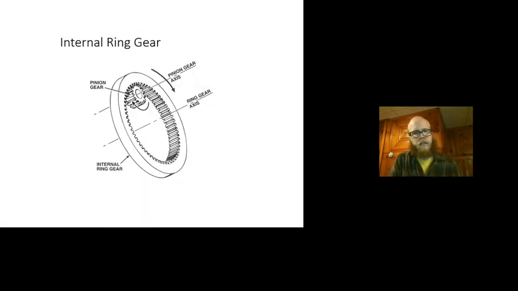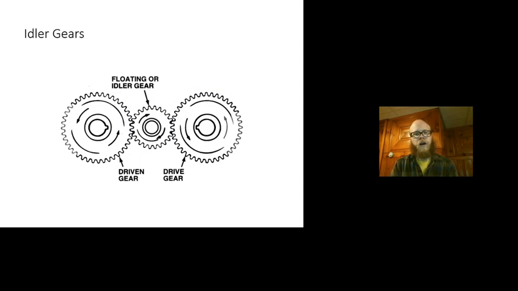Internal gears are going to travel in the same direction. So you see my little tiny pinion gear is spinning clockwise, and that's driving my ring gear, which has an internal tooth gear, in the same direction. Oftentimes we'll use idler gears to make it so that my external gears both travel in the same direction.